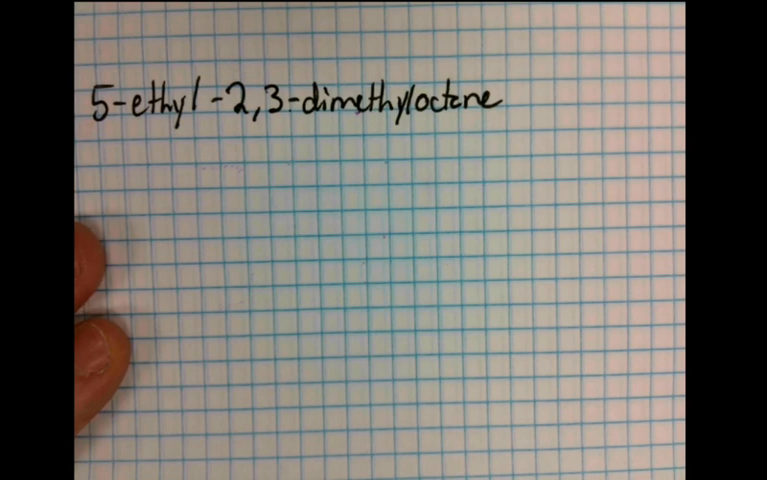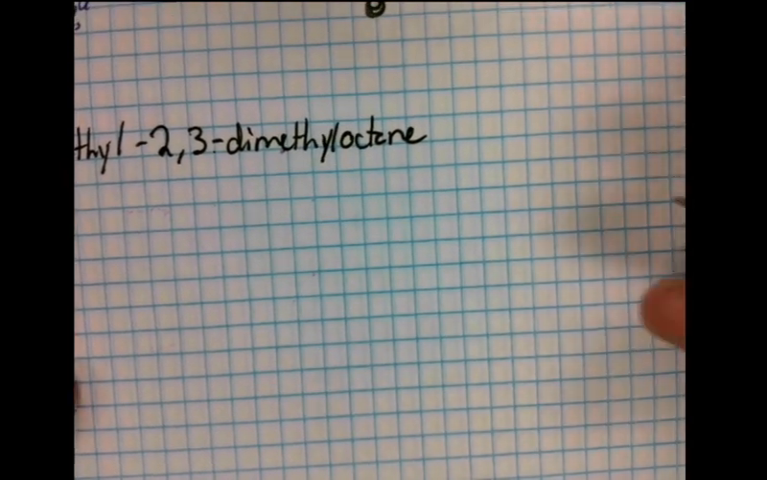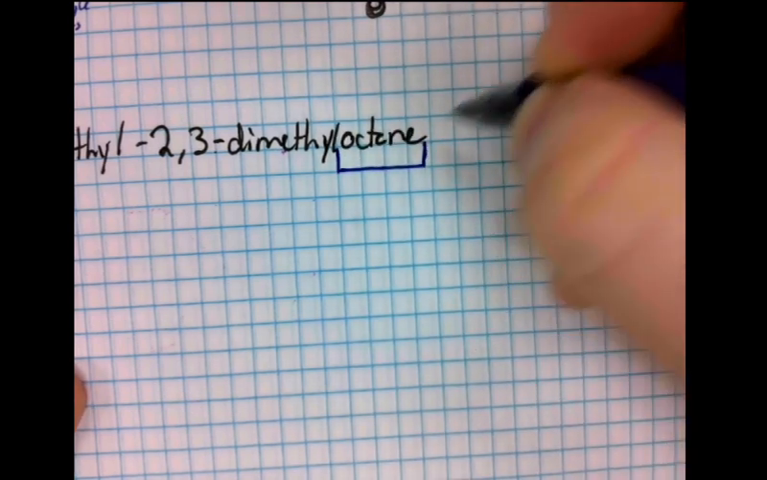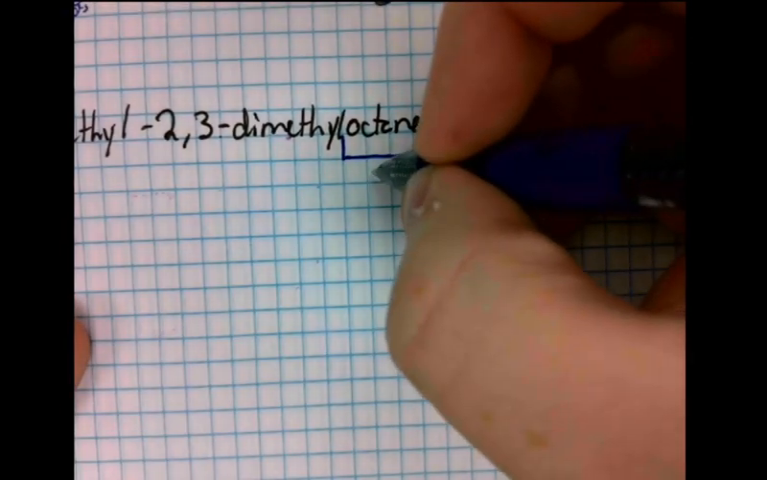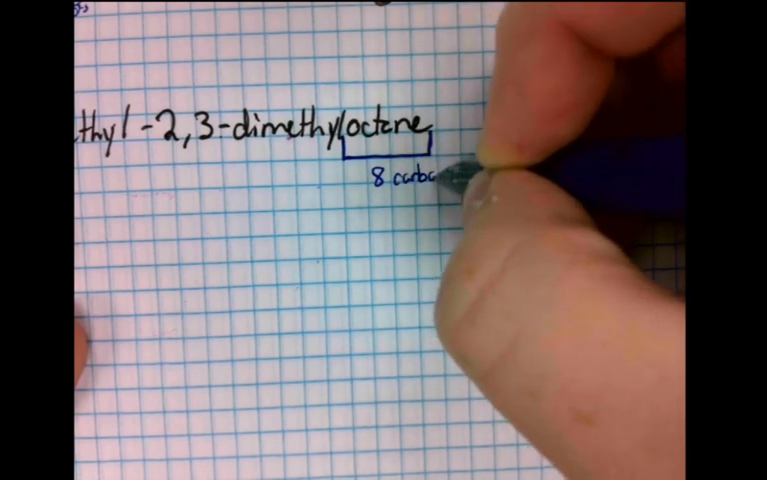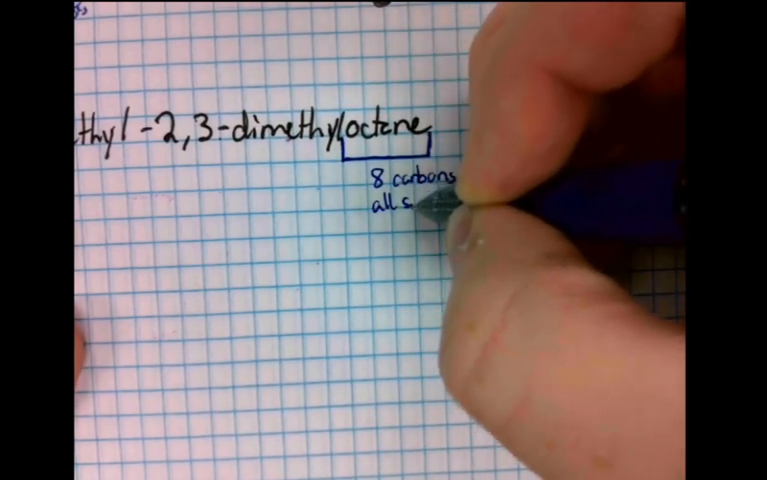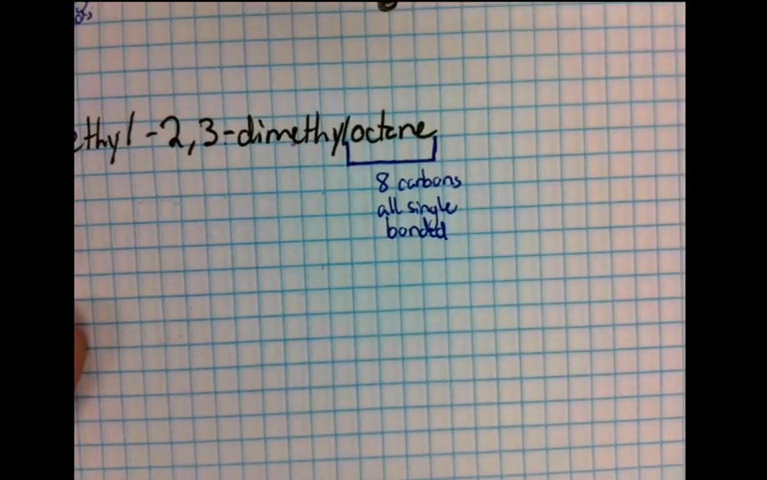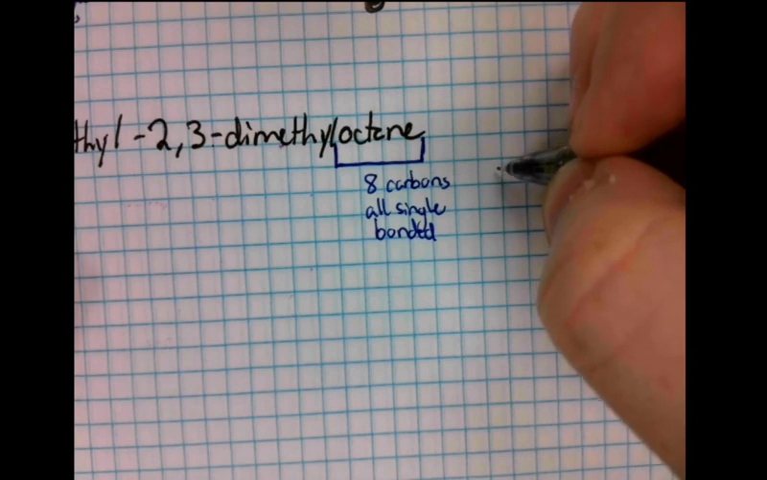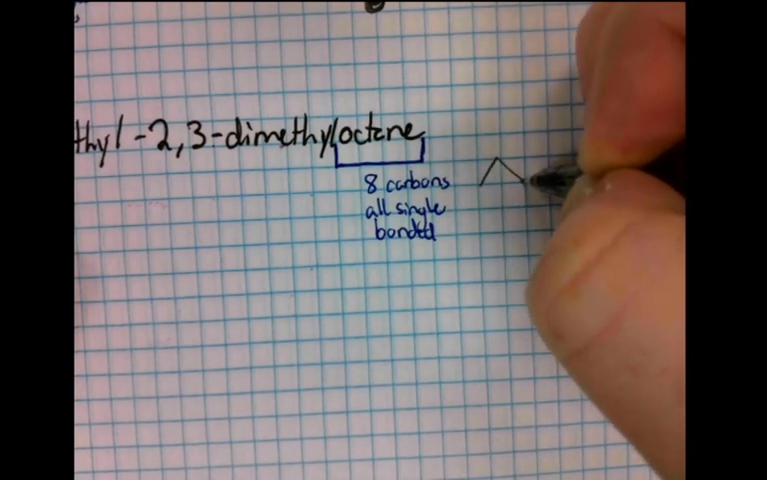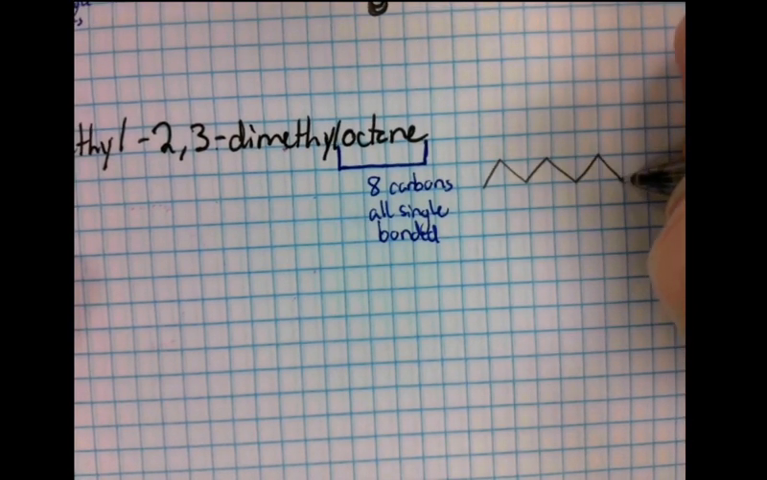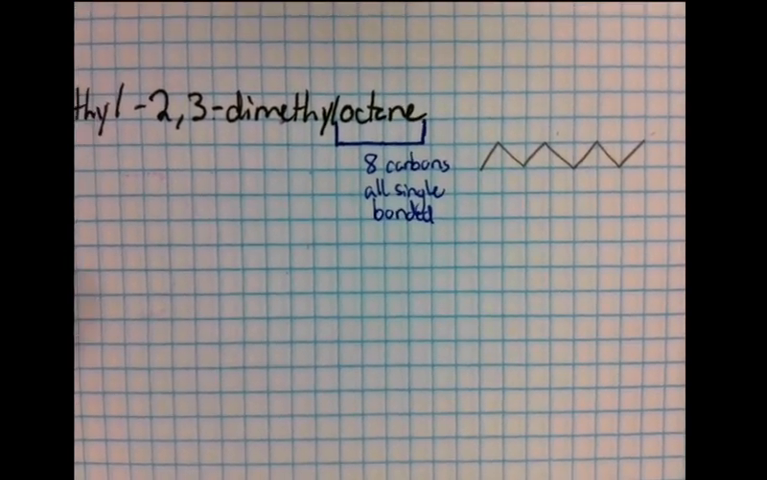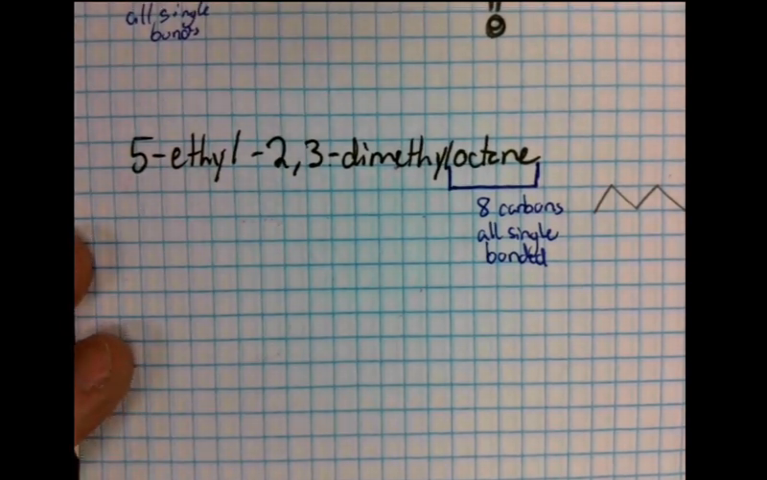All right, let's break down our pieces just like we've done before. So octane, in this case, doesn't have an ending. It's just ane. So this means that there are 8 carbons, all single bonded. So we're good to go ahead and count 1, 2, 3, 4, 5, 6, 7, 8. 1, 2, 3, 4, 5, 6, 7, 8. You'll notice I always double count just in case I accidentally get it screwed up.